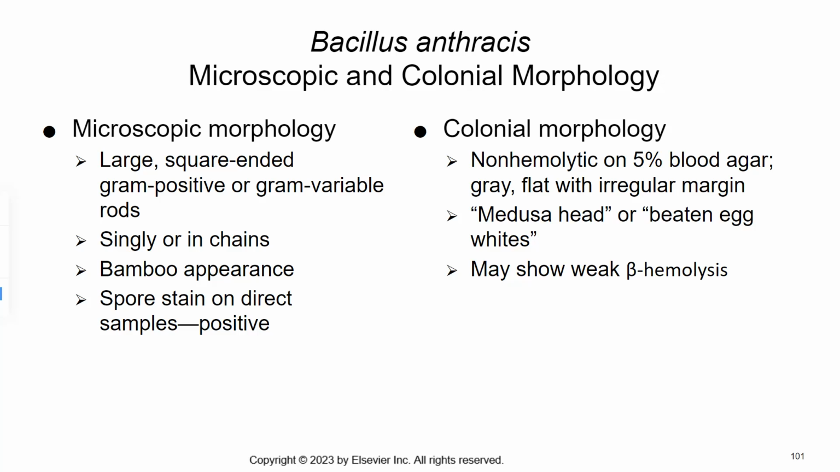Microscopically, large square-ended gram-positive or gram-variable rods, singly or in chains, with a bamboo appearance, spore-stained on direct samples, positive. Colony morphology: non-hemolytic on 5% blood agar, gray, flat, irregular margin, medusa head or beaten egg whites. This medusa head or beaten egg whites always comes back on tests. I've seen this so many times in practice questions and on the actual qualifying exam. This is how they really identify or start to describe Bacillus anthracis. So, medusa head or beaten egg whites.